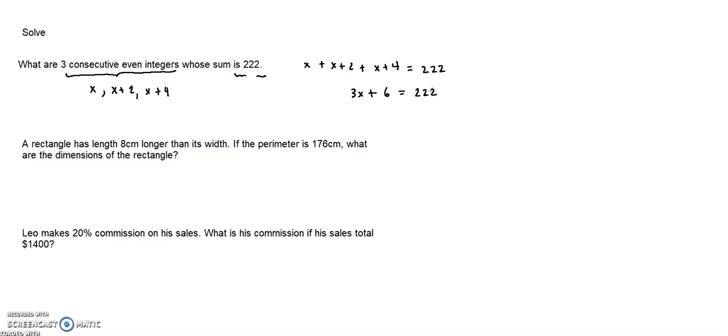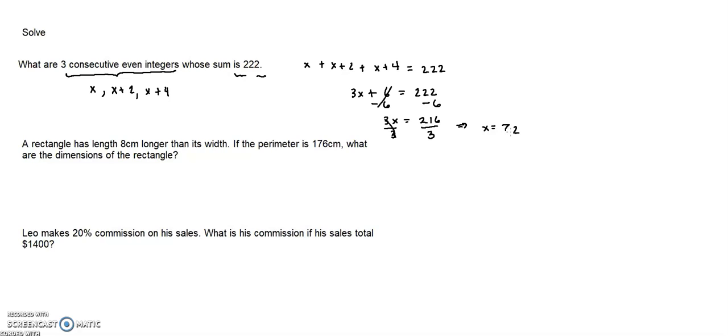So we've got it simplified, it's in the right form, and we want to get x by itself, so we're going to do the opposite. So we're going to do minus 6 on both sides, and that's going to give us 216. And then the opposite here, 3 times x would be divided by 3. Okay, and we're going to get that equal to 72. Sorry, I said 62 at first, but it's 72.